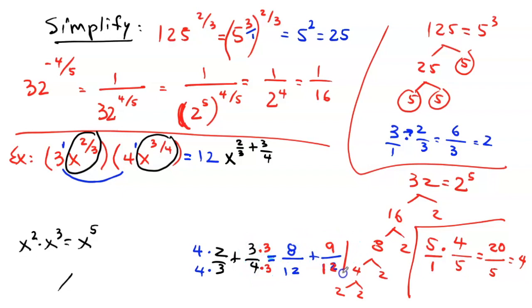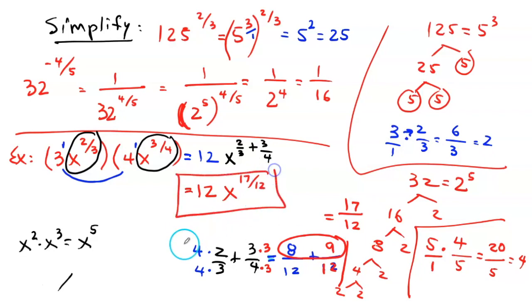Once my fractions have the same denominator, I keep my denominator and I add the tops. 8 plus 9, 17. So final answer, x to the 2/3 times x to the 3/4: I add those two exponents and I end up with x to the 17 over 12. And that's your final answer as a rational exponent. Okay?